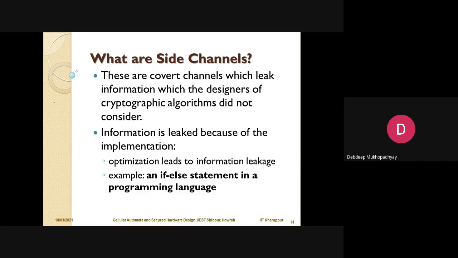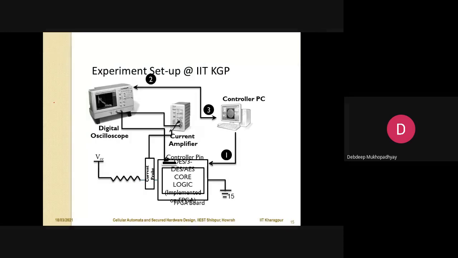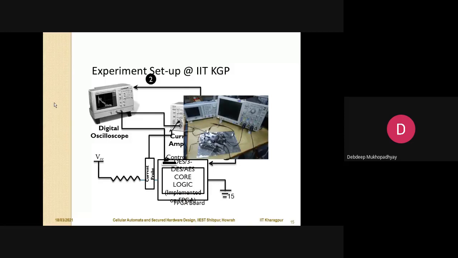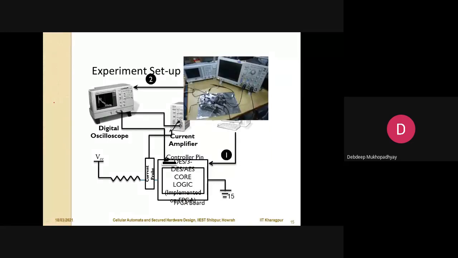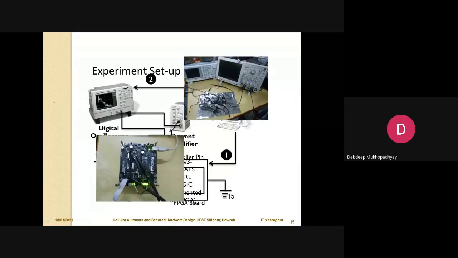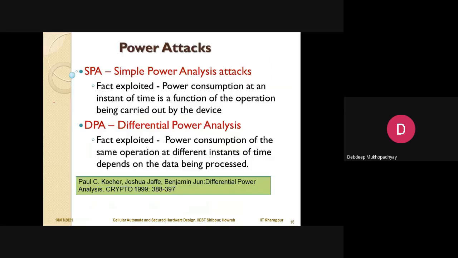So side channels are basically covert channels which leak information which the designers of the crypto algorithms did not consider, and that essentially leads to various kinds of attacks. So here is a very quick overview of an experimental setup. You have your oscilloscopes, you have your design under test, and when you are doing your operations, you are measuring, say, the power consumption and the electromagnetic radiation around your device, and that essentially can be exploited by adversaries.